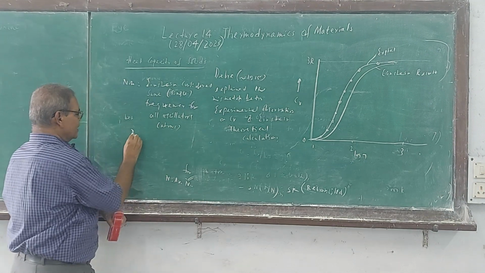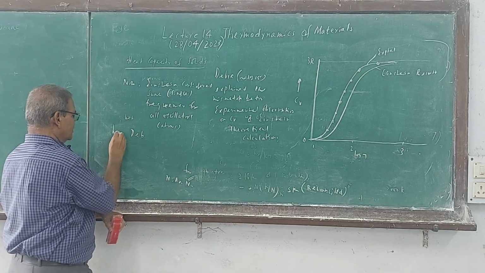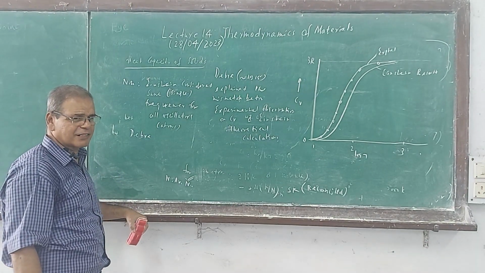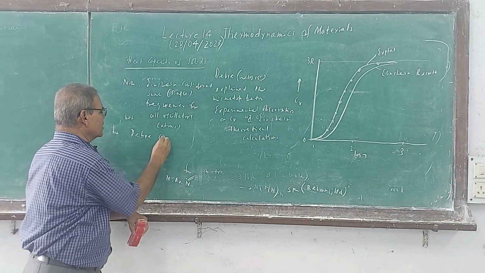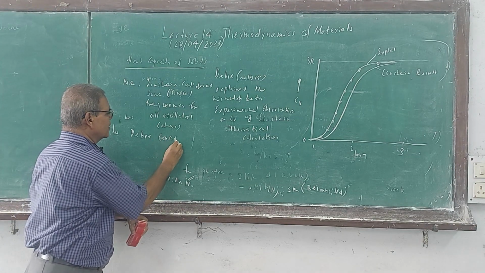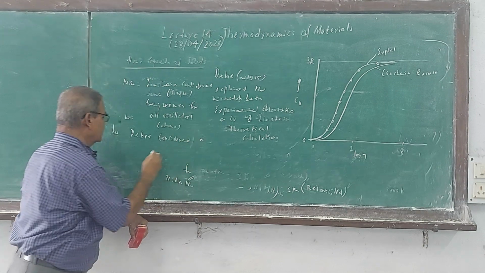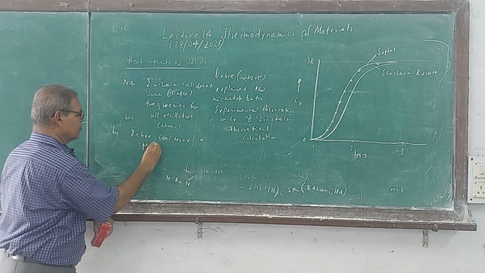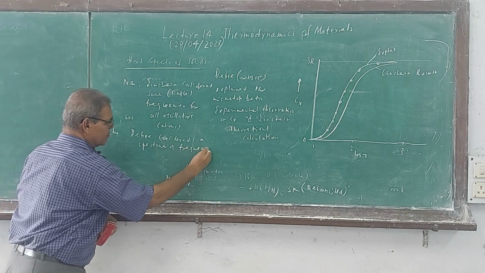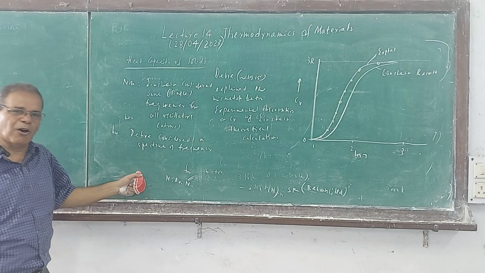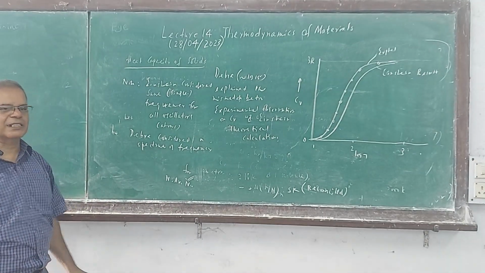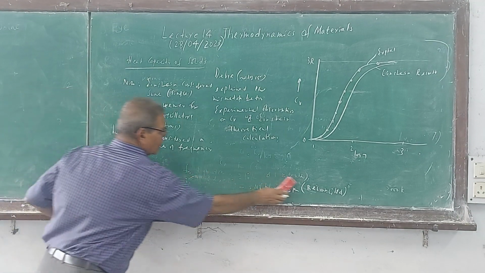But Debye considered a spectrum of frequency. That is interesting. Debye considered a spectrum of frequency. This is the main difference, and this is more involved. I am not actually considering the details of Debye here. So what is this?